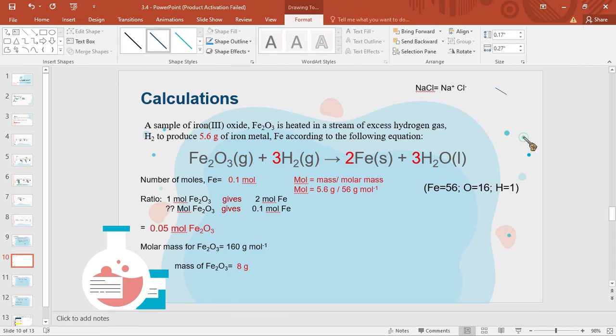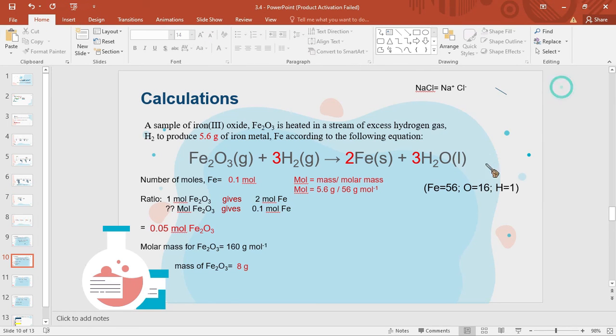Okay. 1 mole iron(III) oxide in the equation gives 2 mole of iron here. Satu mole iron(III) oxide menghasilkan 2 iron. Okay, that's clear. Lepas tu daripada soalan kita dapat 0.1 mole yang ini. So daripada 0.1 mole Fe ni, kena buat darab silang. That one is the ayat darab silang.